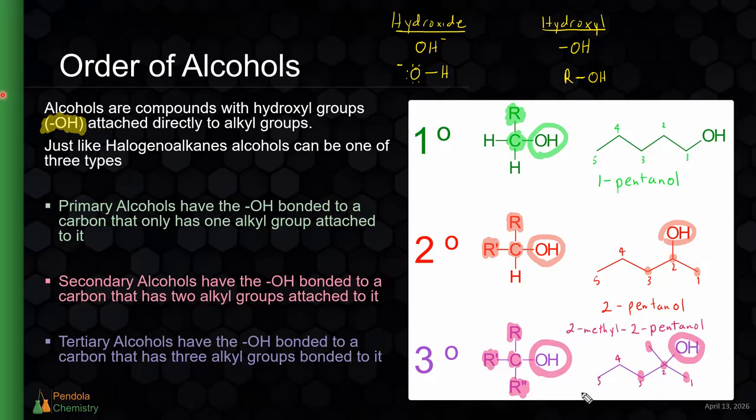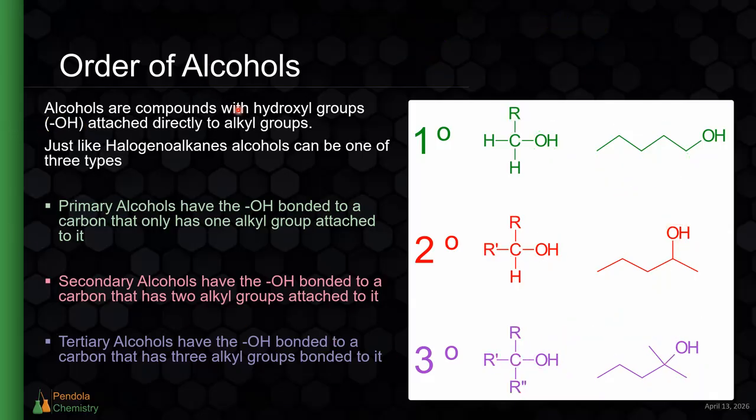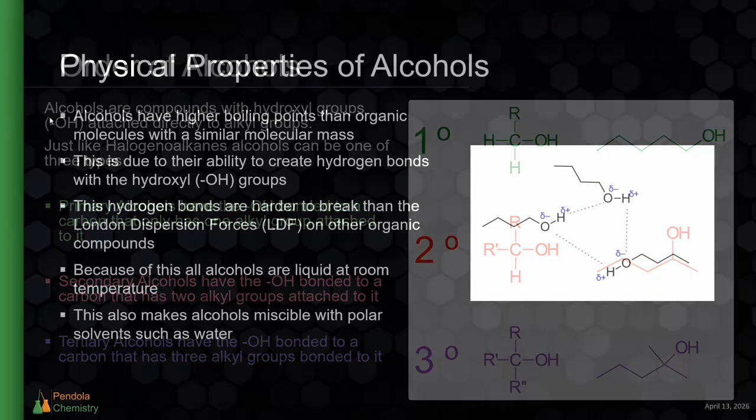So these are the 3 types of alcohols. Just like the haloalkanes, we can have a primary alcohol, where the OH is bonded to a carbon that has 1 R group or 1 carbon chain bonded to it. A secondary alcohol, where the OH is bonded to a carbon with 2 other carbon chains bonded to it. And a tertiary alcohol, where the OH is bonded to a carbon with 3 R groups or alkyl groups bonded to it. Like here, where this carbon has 1, 2, 3 carbon chains on it. So that's the different types or the orders of the alcohols.